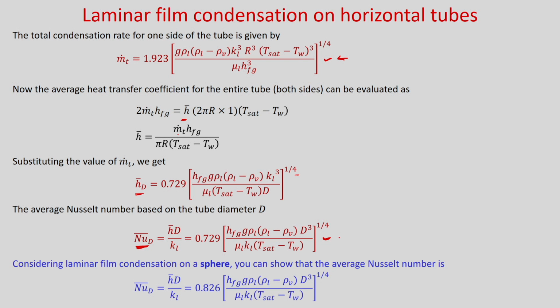If you compare this equation with the expression for the vertical tube, you can see D is replaced with L, and this coefficient will be different. That is the only change. Now, if you consider laminar film condensation on a sphere and do a similar analysis, you can get the average Nusselt number with a similar expression, only the constant is 0.826, and it is based on the diameter.